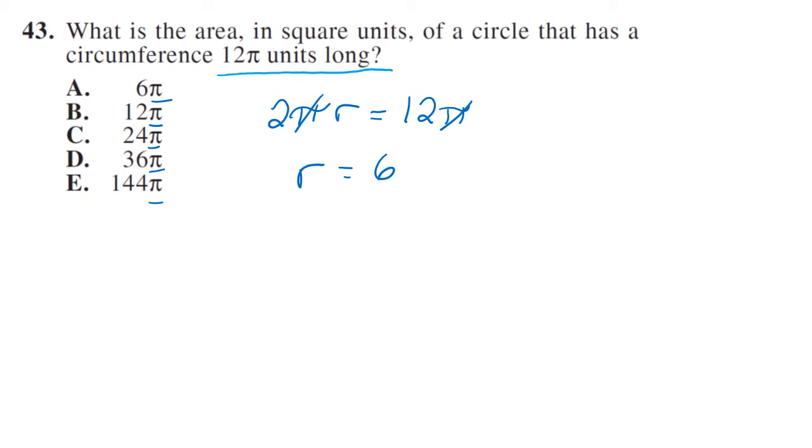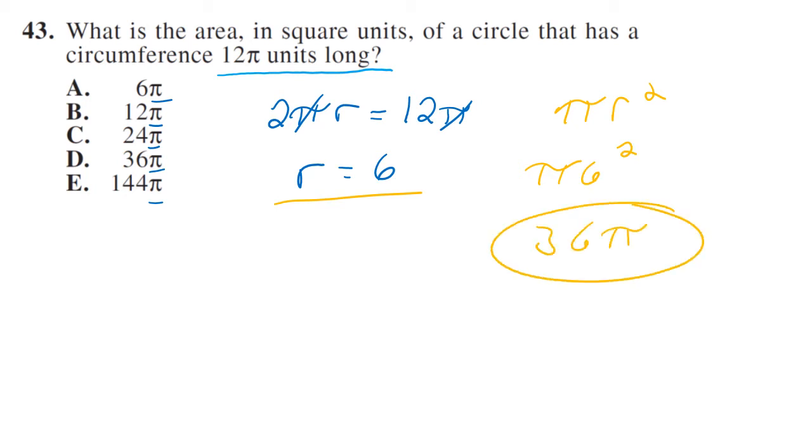Great. Now you have to know the area formula: pi r squared. Well, we know our radius is 6, so pi times 6 squared, or 36 pi. So there's our answer, choice D. Pretty easy question as long as you know your formulas.